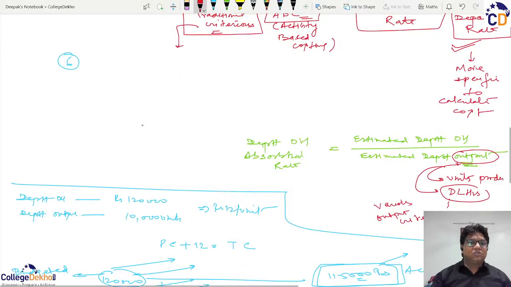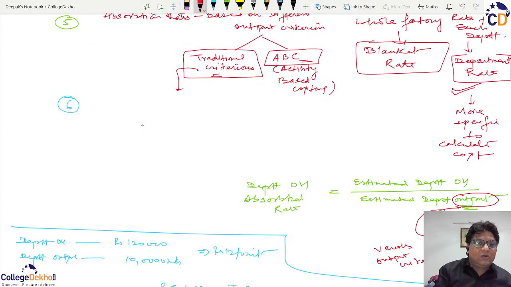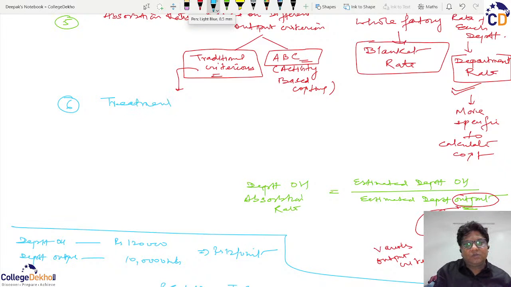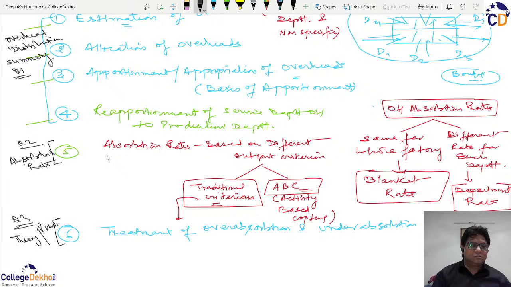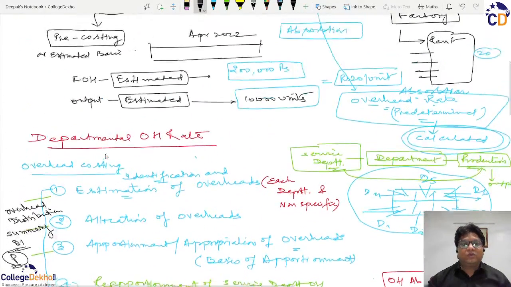So we have to also study the last part, that is how these over absorptions and under absorptions are to be dealt with. So we have to study the treatment of over absorption and under absorption. Treatment of over absorption, but they will always be practical. So I hope I'm able to make you understand.